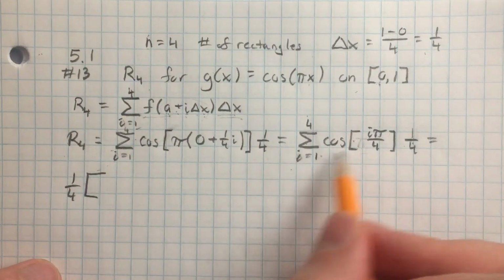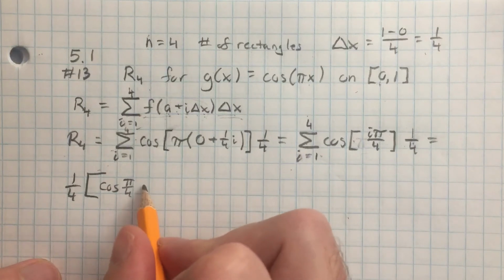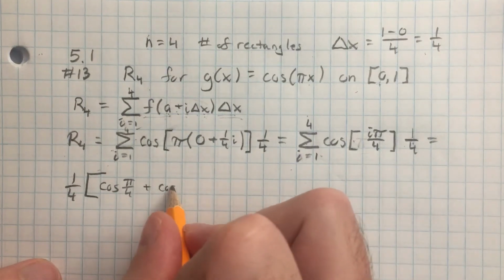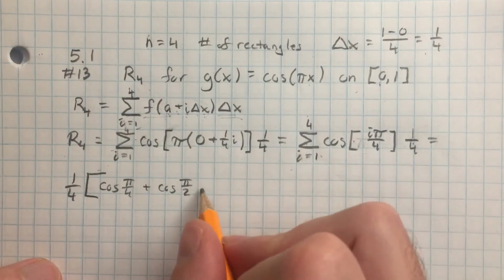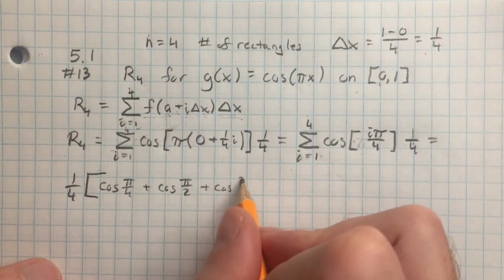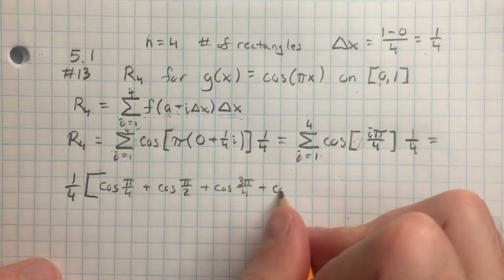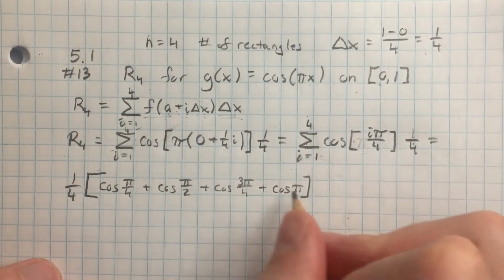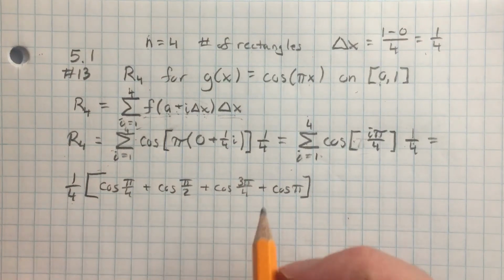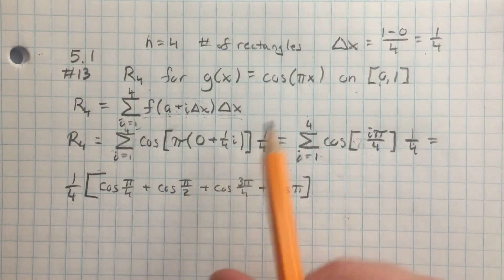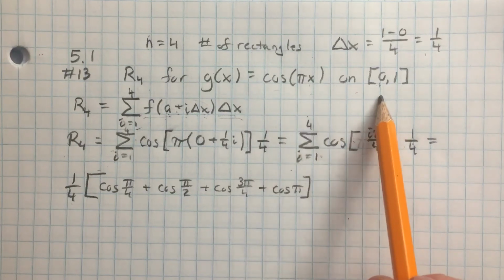From 1 to 4, the first one is cos pi on 4. That must be the height of the first rectangle. Plus cos 2 pi on 4, so cos pi on 2, height of the second rectangle. And now cos 3 pi on 4. And now cos of 4 pi on 4, which is cos pi. That's the height of the fourth rectangle. Each of these heights is multiplied by the base width, giving us the sum of 4 rectangles, an approximation to how much area there is between this curve and the x-axis over this interval.